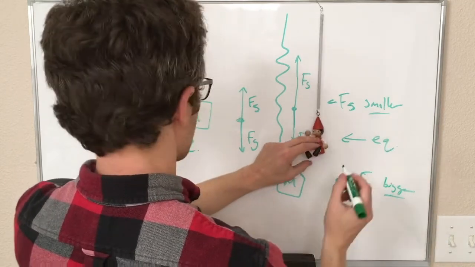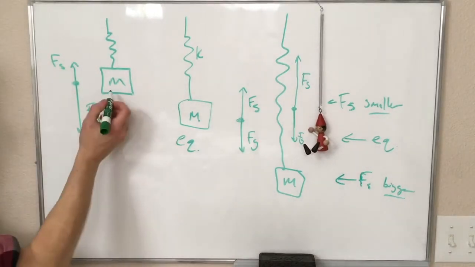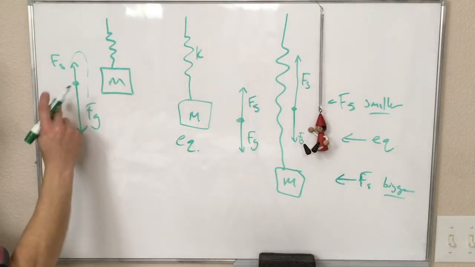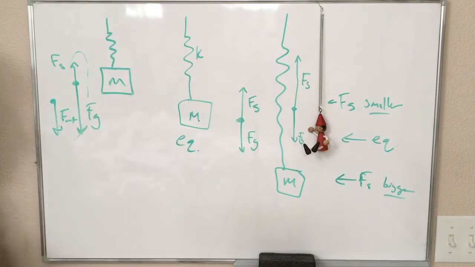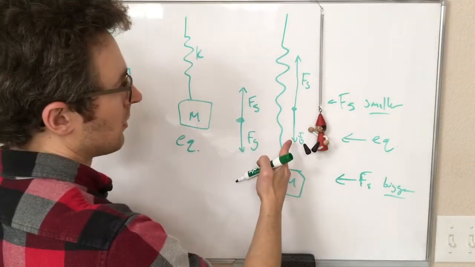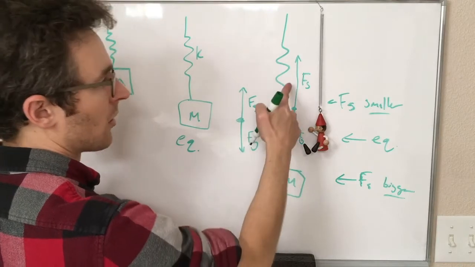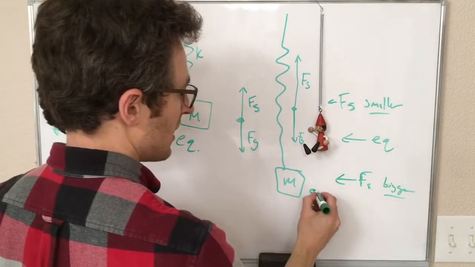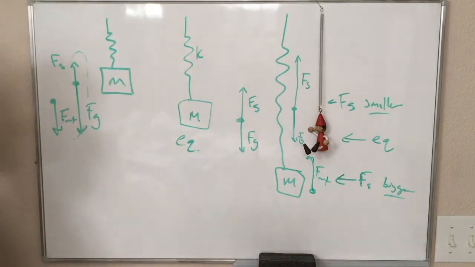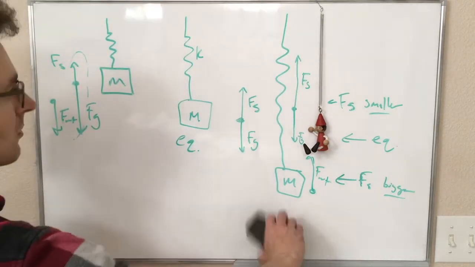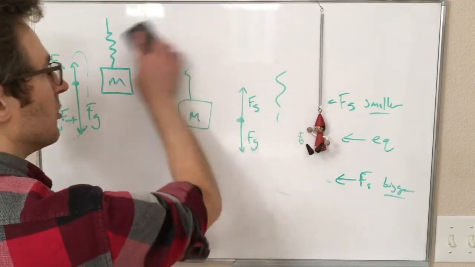And down here we have our spring force bigger. So the result of that is that when our mass is up, looking at this free body diagram, we end up with a net force down. Here, where our mass is below, our spring force is bigger than gravity, so we end up with a net force up.